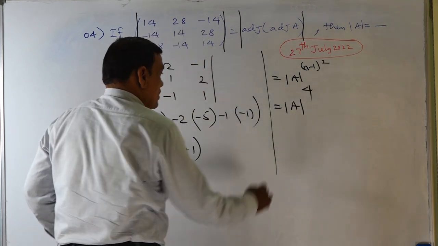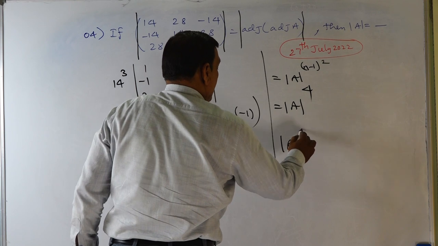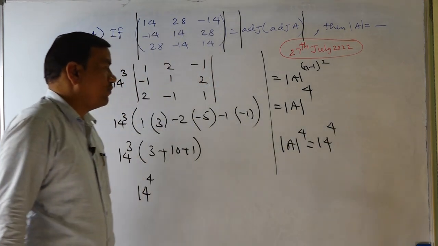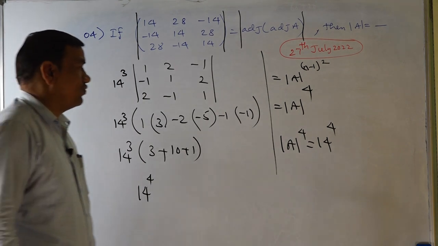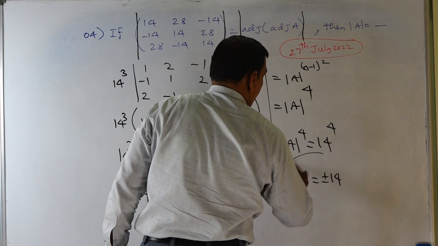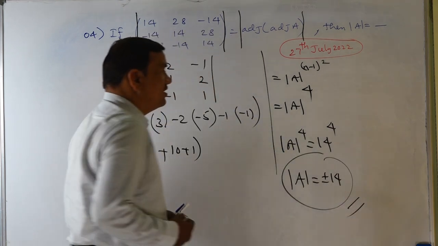So therefore, det A whole power 4 is equal to 14 to the power of 4. Therefore, determinant of A is equal to plus or minus 14. This will be your direct answer.